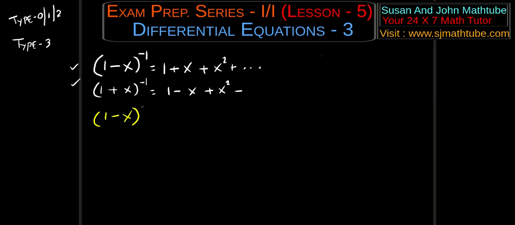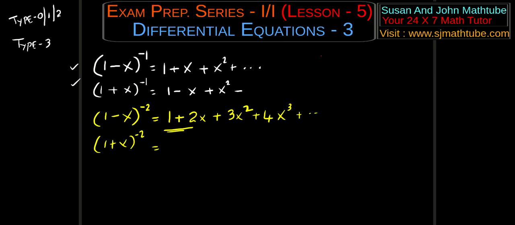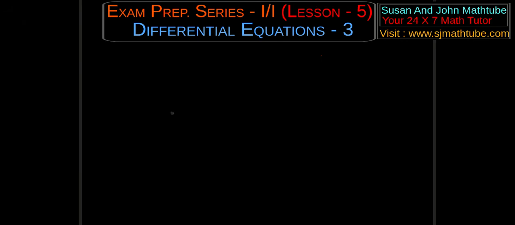Now it is 1 minus x the whole power minus 2. You're going to get 1 plus, as I told you the trick before, minus and minus means all will be positive. And this is 1 plus 2x plus 3x square plus 4x cube plus etc. And 1 plus x the whole power minus 2 is the same thing where you get minus, plus, etc. Okay, now let's move on to a simple question.